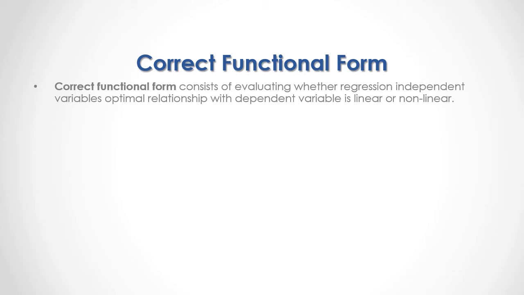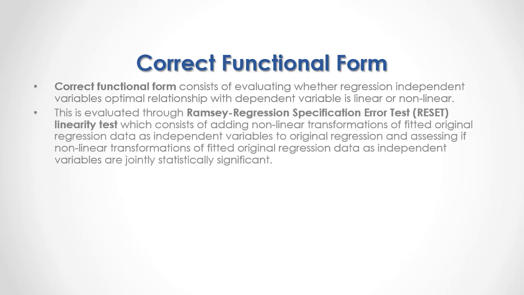Correct functional form consists of evaluating whether a regression independent variable's optimal relationship with the dependent variable is linear or nonlinear. This is evaluated through the Ramsey regression specification error test, or RESET linearity test, which consists of adding nonlinear transformations of fitted original regression data as independent variables to the original regression and assessing if these nonlinear transformations are jointly statistically significant.